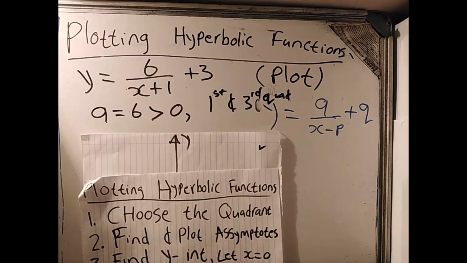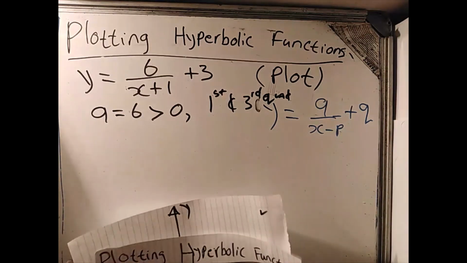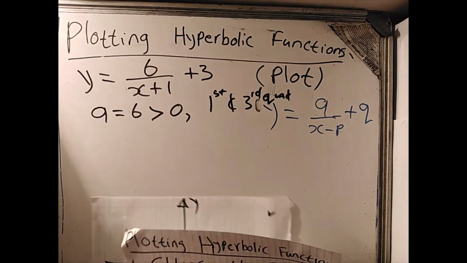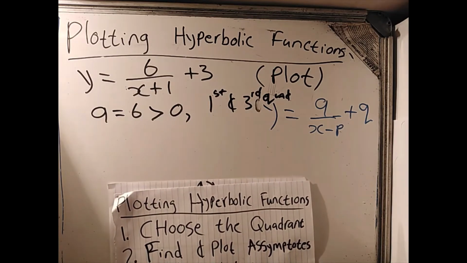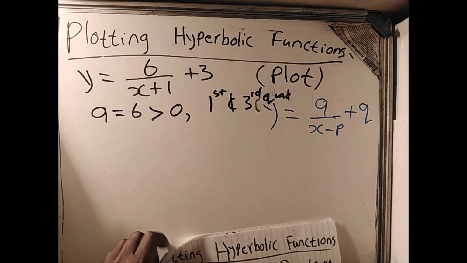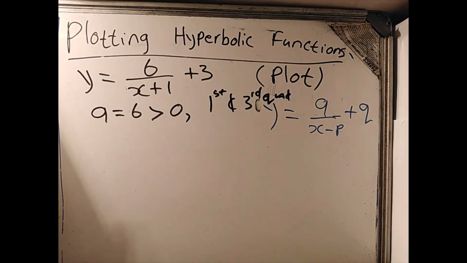Now the second step: find and plot asymptotes. There are two things there. Number 1, you must find the asymptotes, and number 2, you must plot those asymptotes. So let's start with finding the asymptotes. There are 2 kinds of asymptotes, ladies and gentlemen.